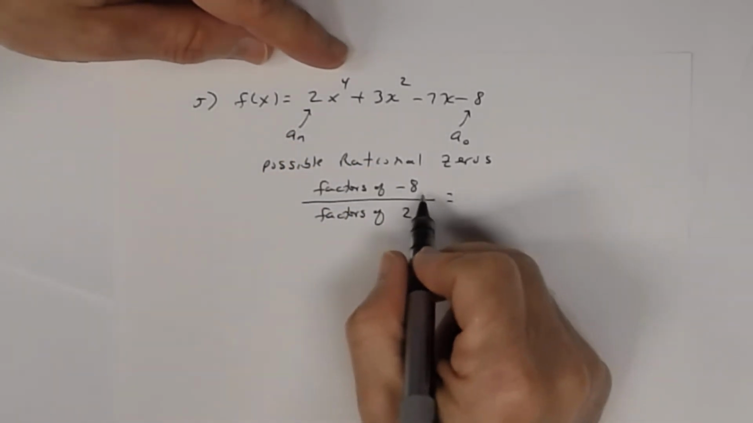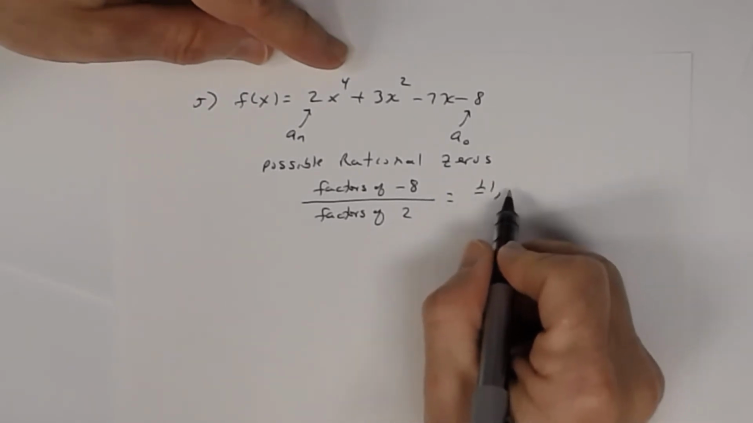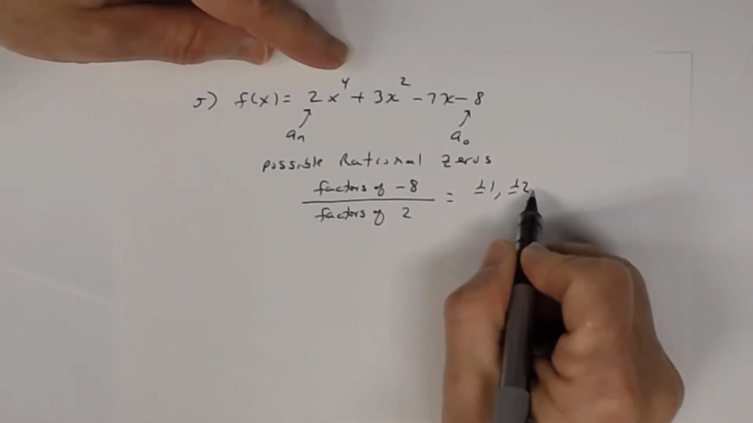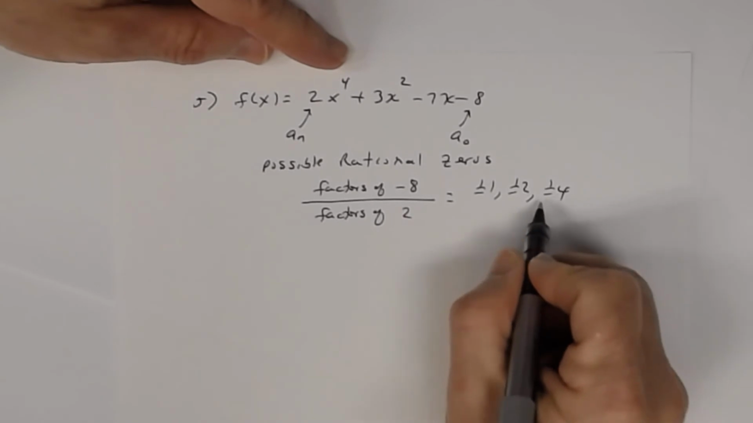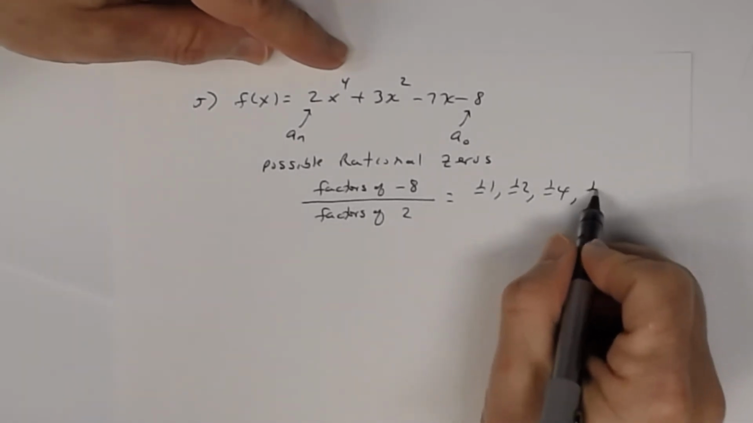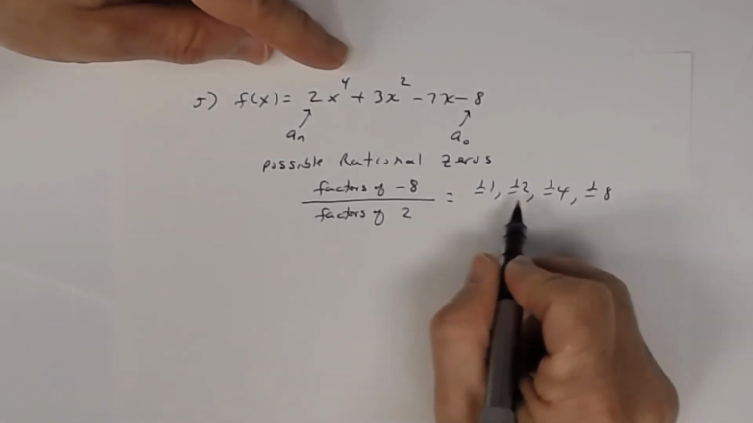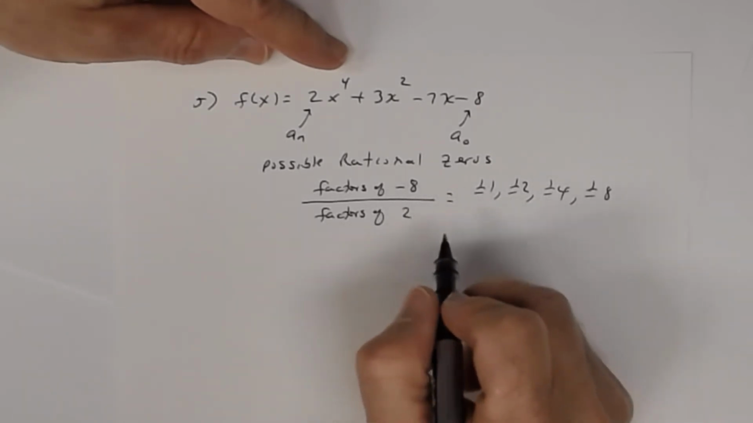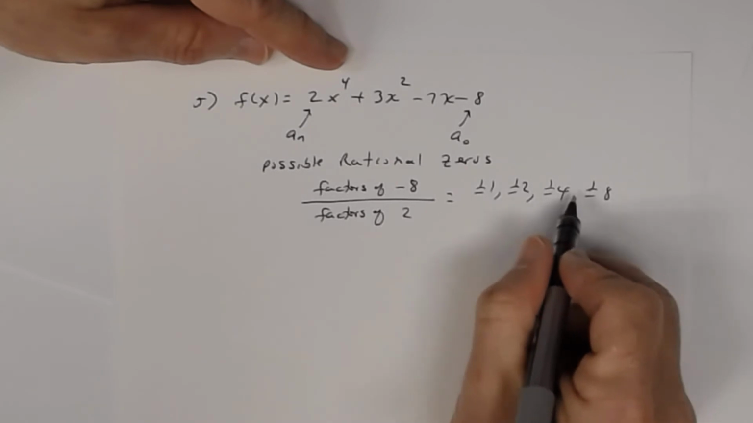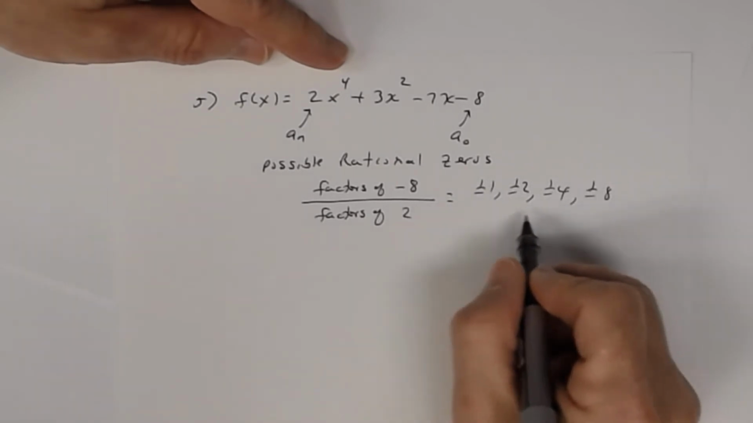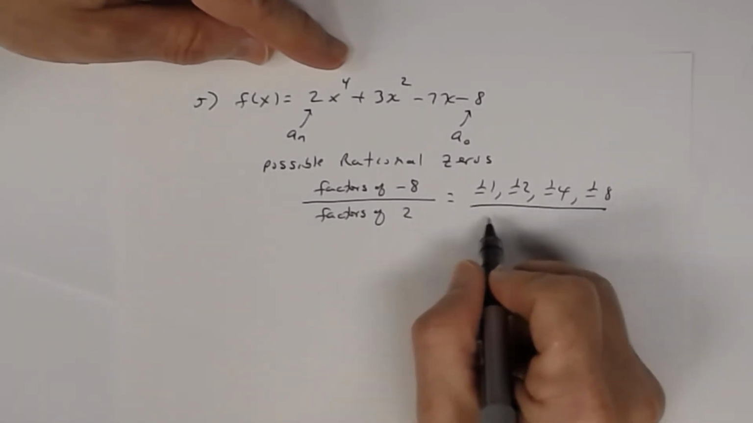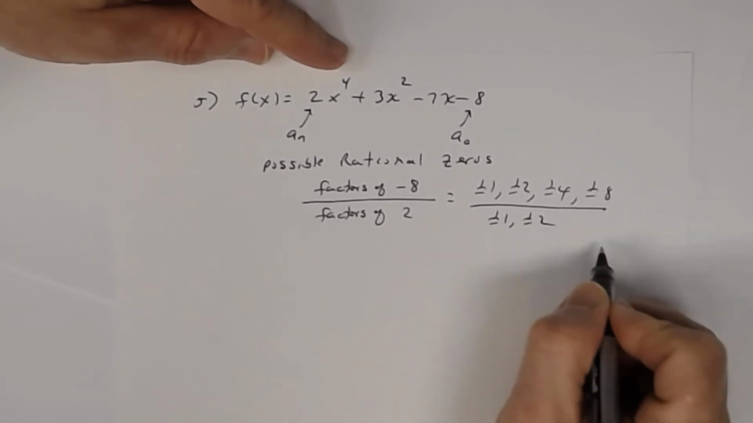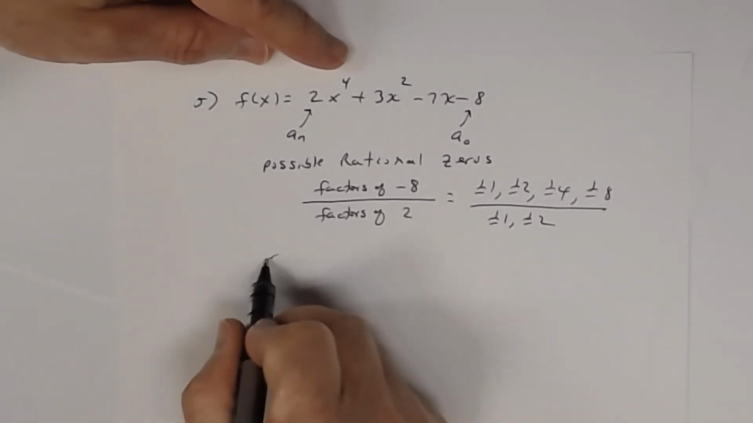Okay, so here we go. The factors of 8 are plus or minus 1, plus or minus 2, plus or minus 4, and plus or minus 8. Y'all agree that's the only ones, right? Those are the only integers that go into -8 evenly. 2 times 4 is 8, 1 times 8 is 8. And the only factors of 2 would be plus or minus 1, plus or minus 2.